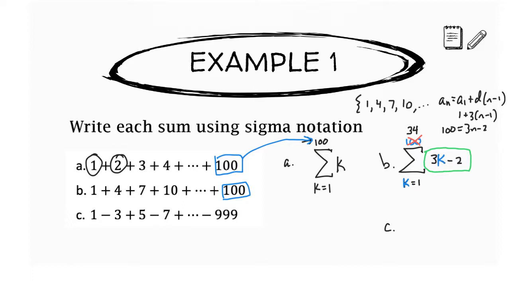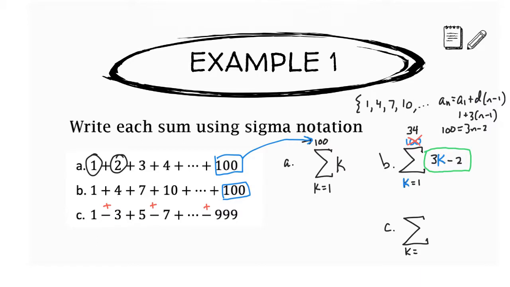Our last example, letter C, is certainly the most challenging one that we have on here. There's a lot going on. So I'm going to use a nice problem-solving strategy where I pretend it's a slightly simpler problem for the time being. I'm going to pretend that it's 1 plus 3 plus 5 plus 7 plus 9 and so on, all the way up to plus 999. I'm going to ignore for the moment the fact that the signs are alternating, and just try to describe the sum of the odd numbers that are presented here.